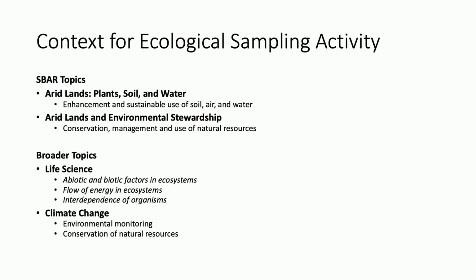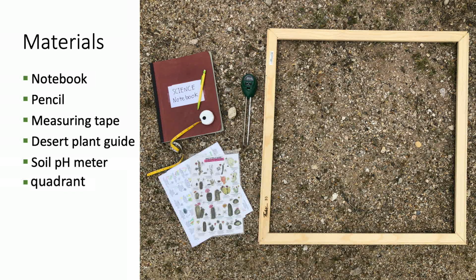conservation of natural resources. For this activity, we'll need the following materials: a notebook to take notes on, a pencil, measuring tape to measure the height of plants or other things that we can find on our site. Also a desert plant guide with the typical plants found in the area. Also a soil pH meter or pH strips, and also a quadrant. We found ours in a craft store and it's meant to frame canvases.